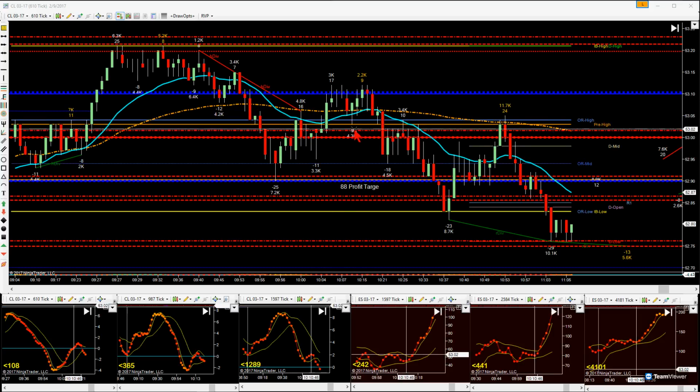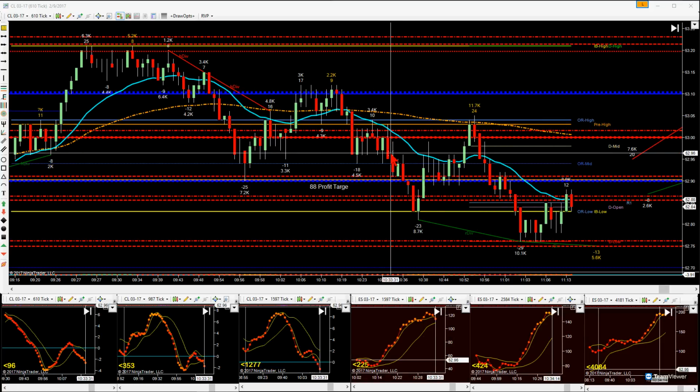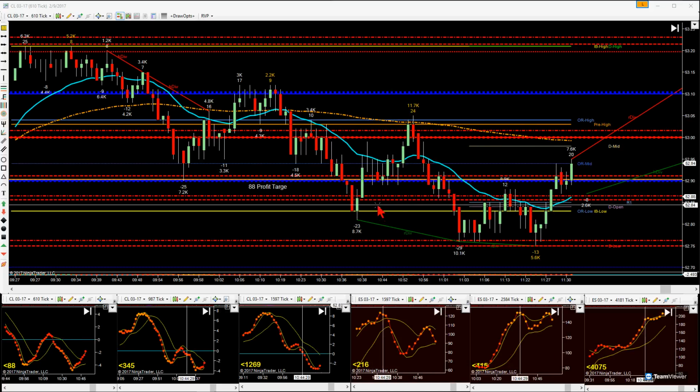And here's your first entry short. Here's your second entry short. So you could, if you want, take a short as you come under this VWAP here. But I'm not going to get into much detail about that right now. That'll come at a later date.